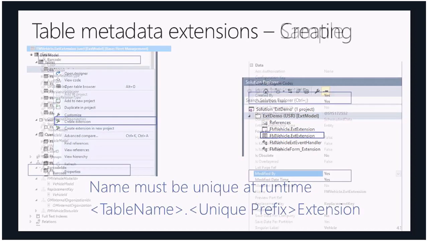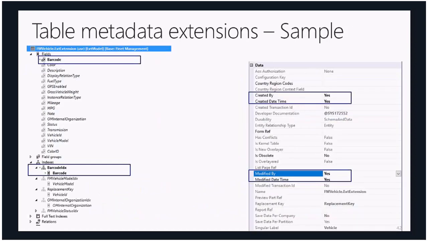You can see here a table extension I created on the FM vehicle table from the Fleet Management Sample project. As you can see, I've added a new field called Barcode and a new index to support this new field. In addition, I can modify the created by and modified by properties of the table itself by setting these values in my extensions.